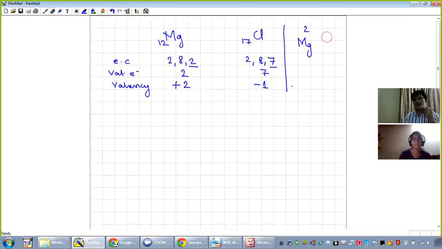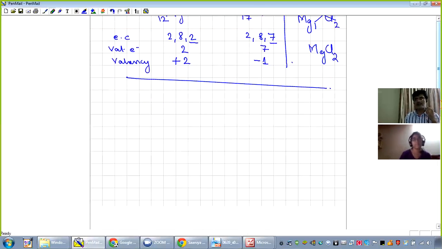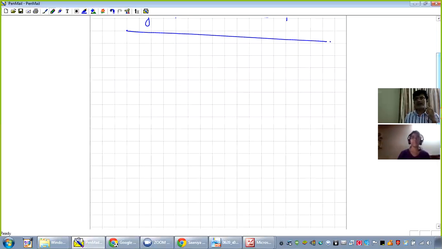Magnesium valency is 2, chlorine valency is 1, so 1 over here, 2 over here. Formula of magnesium chloride is MgCl2. Okay, now I can draw the structures. First, initially, you'll have to show the atoms. Okay, there is one atom of magnesium. Have you drawn that? Yeah.